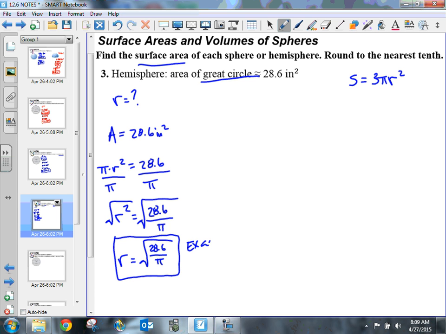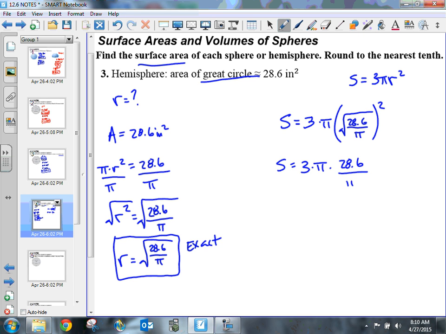Now there's a reason why I'm going to use this. If I plug my exact answer into my surface area formula, I get 3 times pi times the quantity, my radius, which is 28.6 over pi, if I square that whole thing. I looked at the problem and said, oh, if I square this, it's just going to get rid of my square root. So I get my surface area is equal to 3 times pi times 28.6 divided by pi. Now this is over 1.